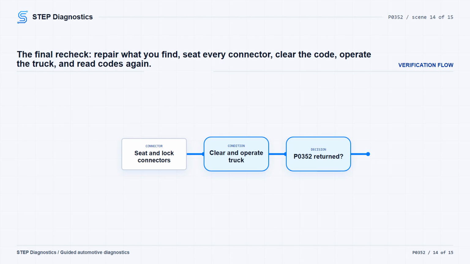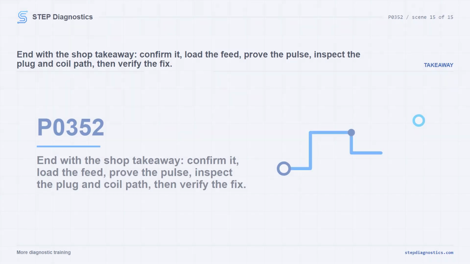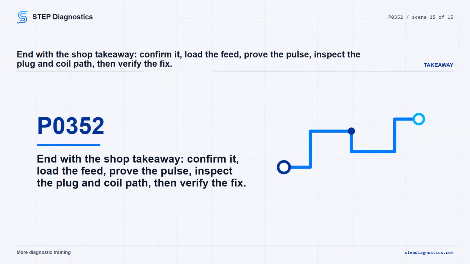Repair any conditions found. Then reconnect the PCM connectors, inline connectors if equipped, and related component connectors, making sure every connector is fully seated and every lock is engaged. Clear the DTCs, test drive or operate the vehicle under the conditions that run the monitor, and read DTCs again. If P0352 returns, the path calls for replacing and programming the PCM, then verifying the repair. If it does not return, the wiring or poor connection issue has been repaired.